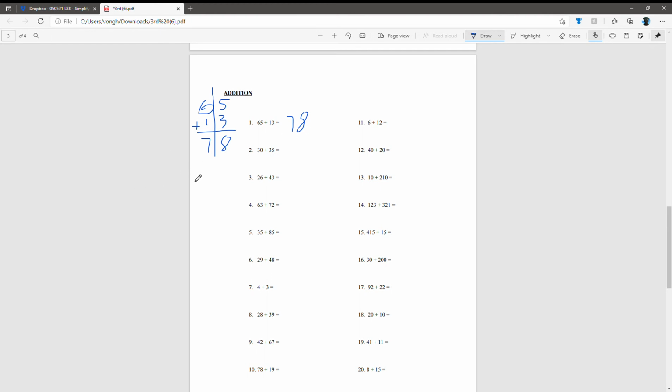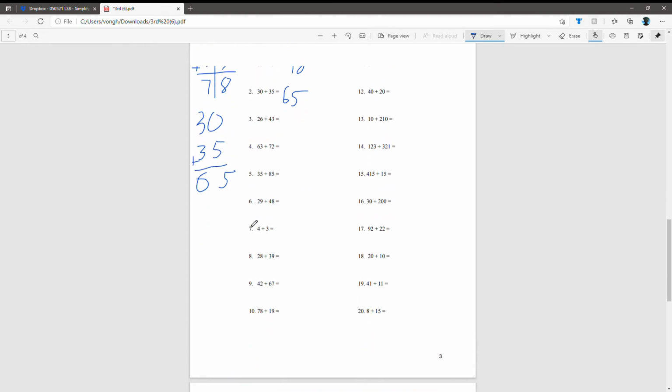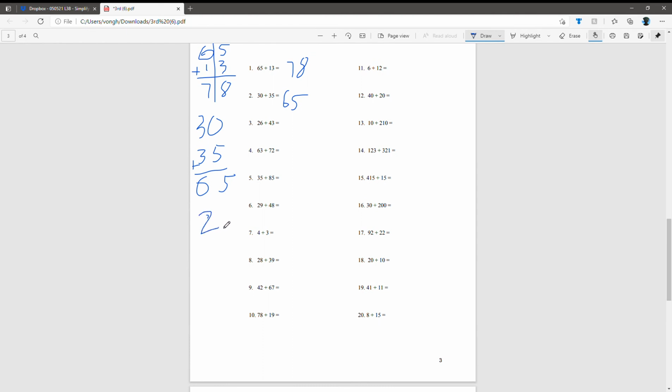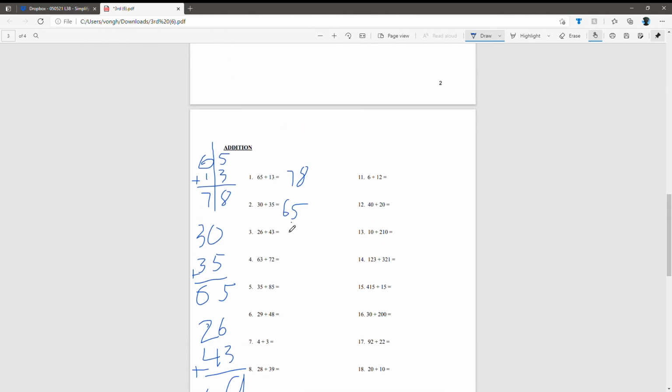And the same thing for here. We have 30 plus 35. Just add them in columns. So you do 0 plus 5, which is 5, and then 3 plus 3, which is 6. So the answer here is 65. And for number 3, you do 26 plus 43. You add them in columns again. 6 plus 3 is 9, and then 2 plus 4 is 6. So the answer is 69.